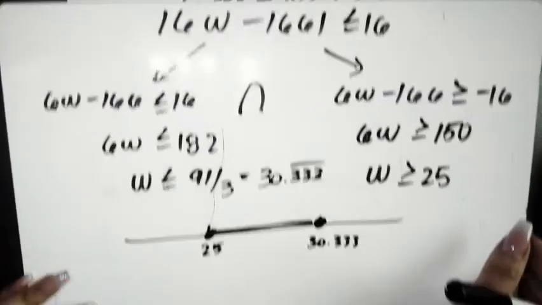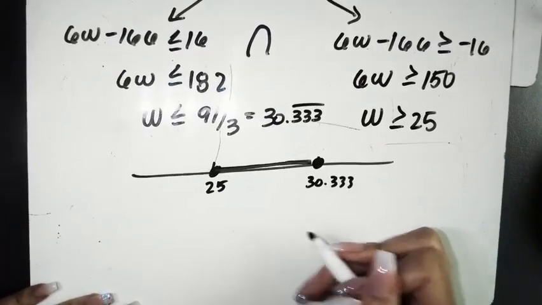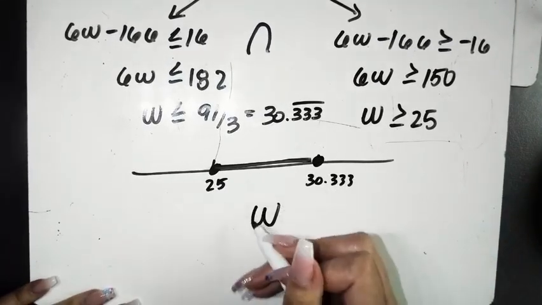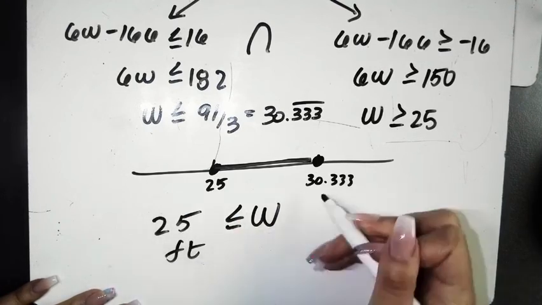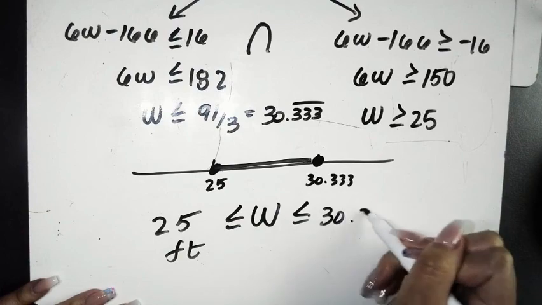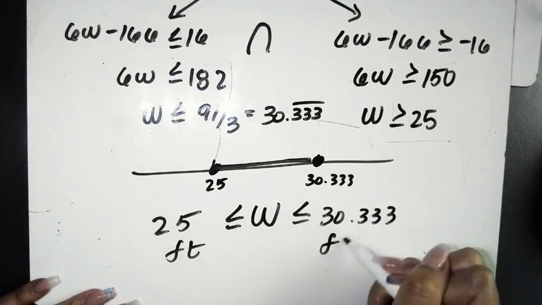So what's your conclusion? Your conclusion is that W needs to be in between 25 feet and 30.333 feet. And that's it.